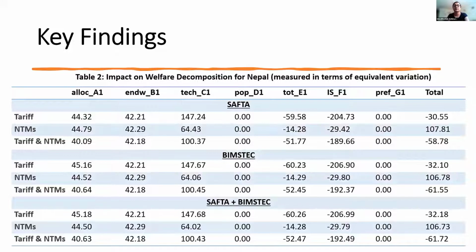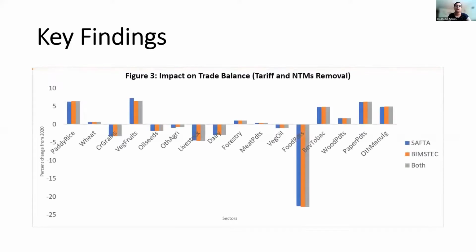And if we look at the welfare decomposition for Nepal, we can see that again it is quite promising for the SAFTA scenario compared to the other two scenarios. And coming to the impact on trade balance, this is only for tariff and anti-AMS removal. So if we look here, we can see that the trade balance is pretty good for paddy rice, vegetable fruits, beverages and tobacco, wood products, paper products, and other manufacturing products.